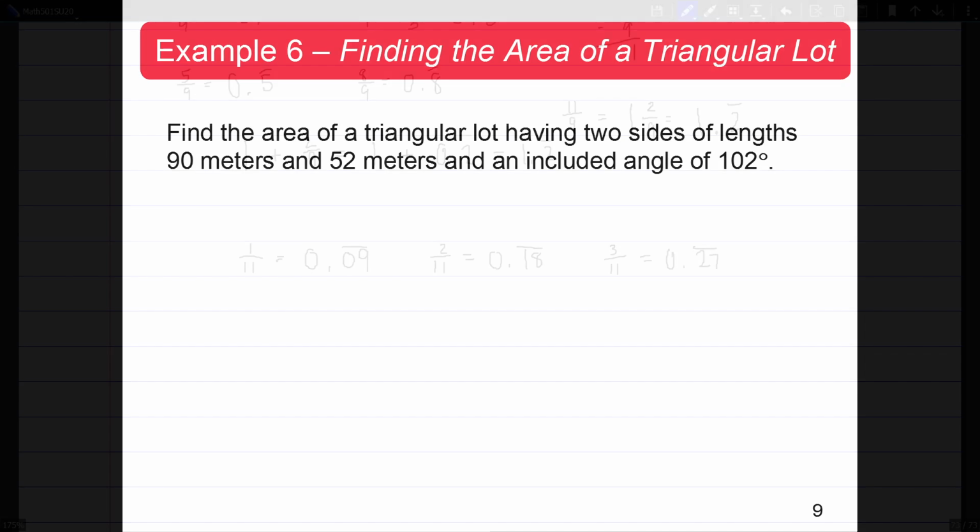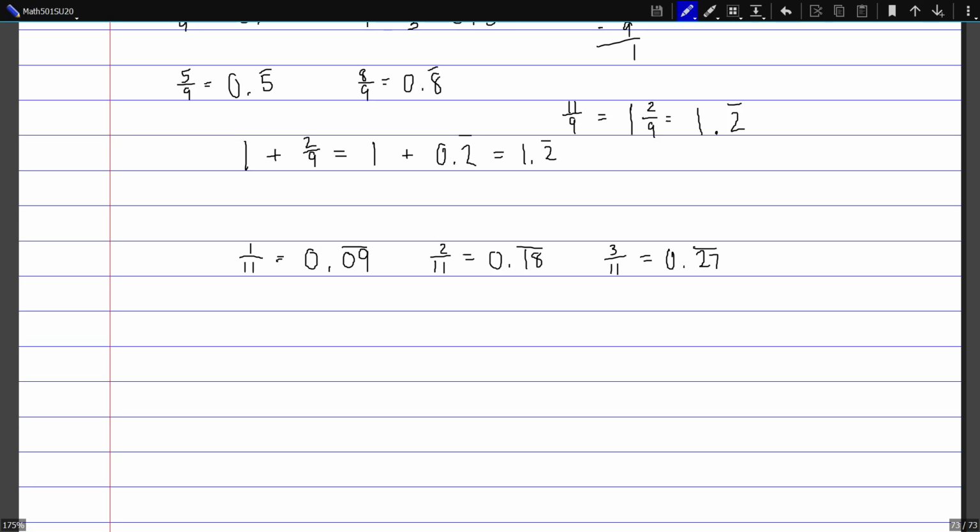If we were to sketch a figure for this particular problem, it would look a little something like this. We have a specific side length that we already know of, 90 meters. I'm not even going to try and make this look pretty. I'm just going to try and get this down on paper. We have another side length of 52 meters. And we know that the angle between them is 102 degrees. So we can imagine completing the lot by adding this third side. But in our case, we don't actually need to do that. All we need to do is identify that we have two side lengths and the angle included between them.